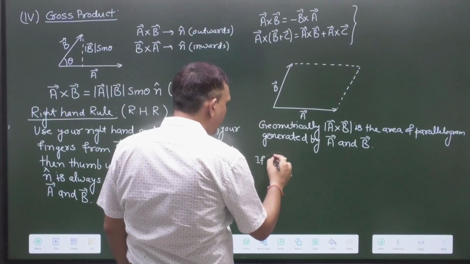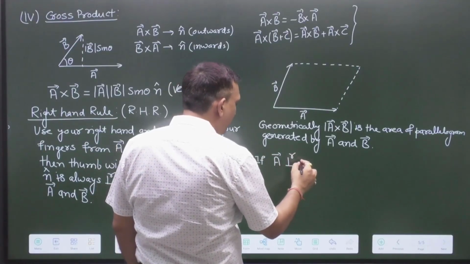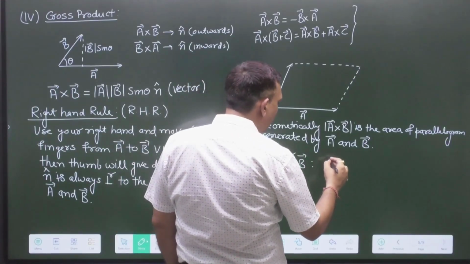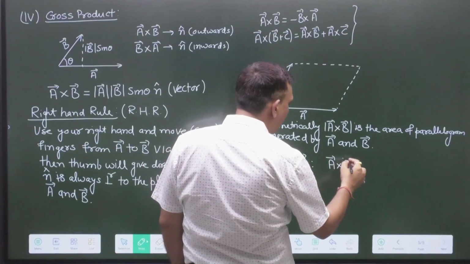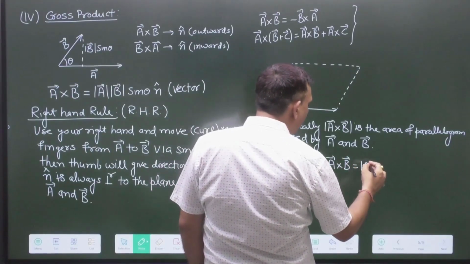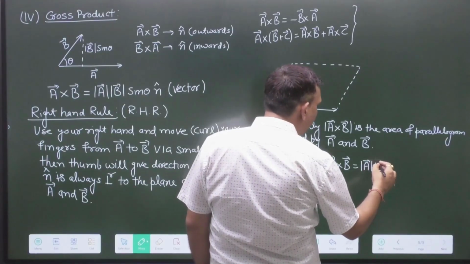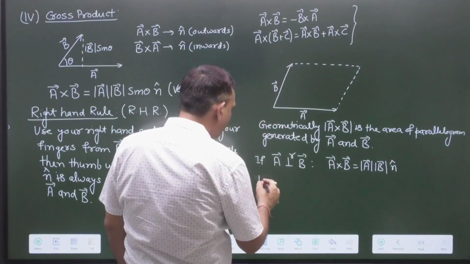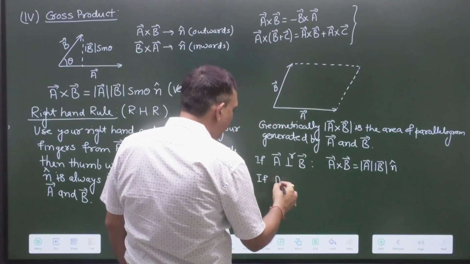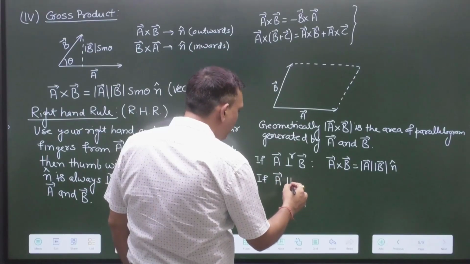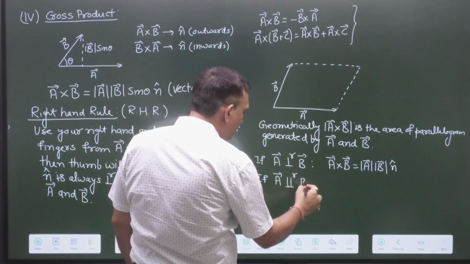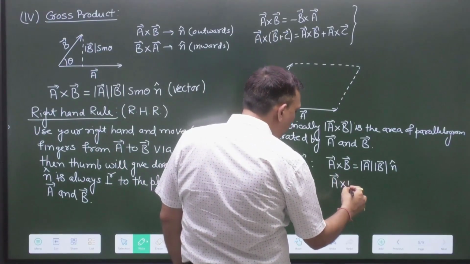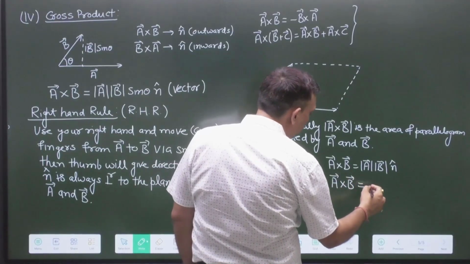If A is perpendicular to B, then A cross B is simply mod A mod B, since sin 90 is 1, and its direction is n cap. So if A is parallel to B, theta will be 0. So A cross B is 0.